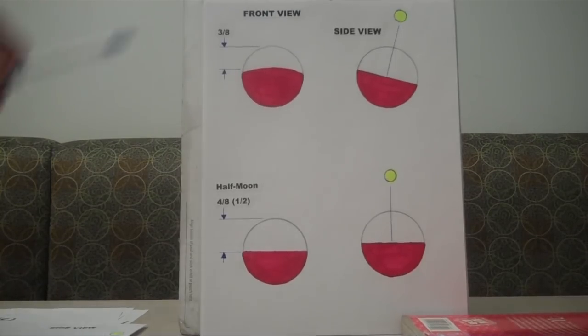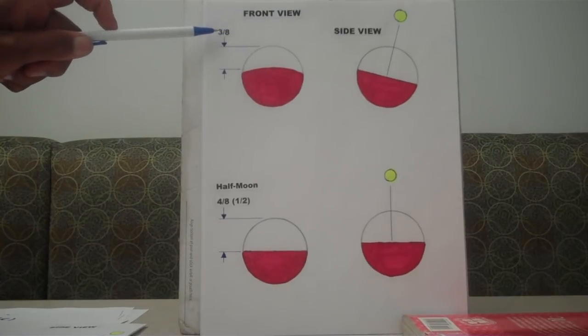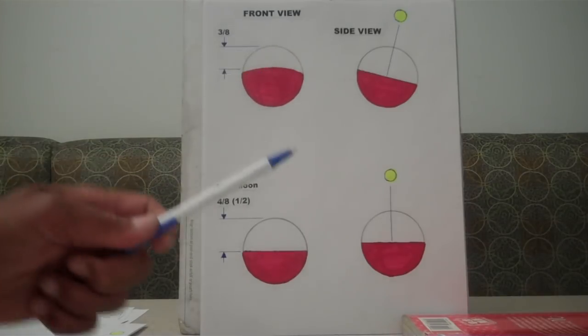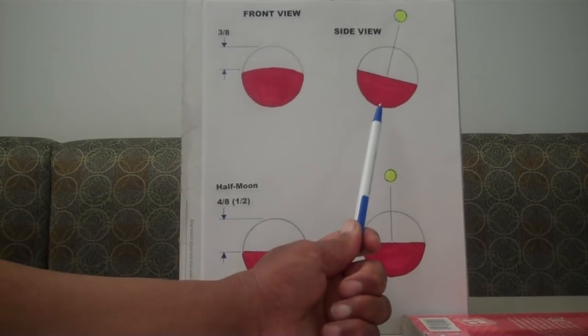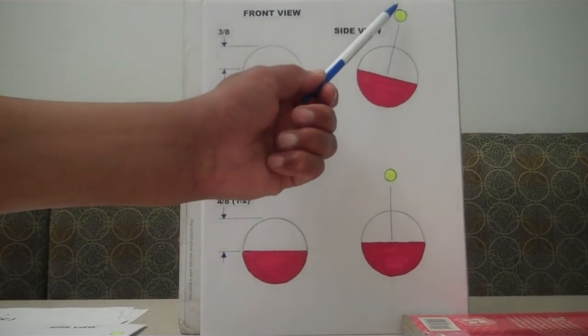Now, let's continue. Now, this is the front view of it. Once again, side view. You're right there in the front. You look up at the moon. You see this. It's 3/8 lit up. Looks something like this. And if we went to the side of it, it would look like this as a half moon. See it? And the sun would be at a 90-degree angle right here.